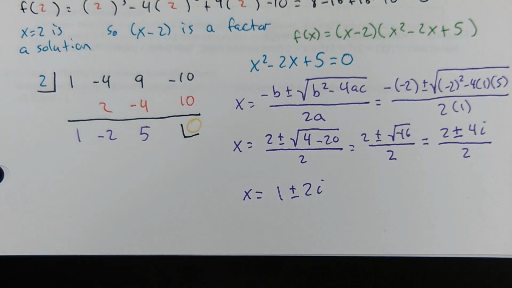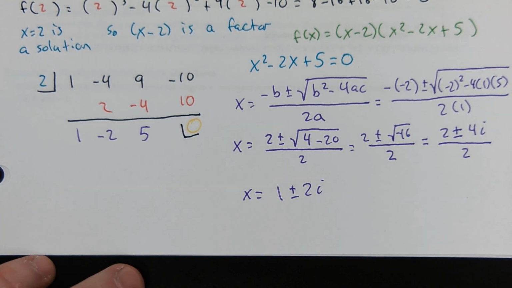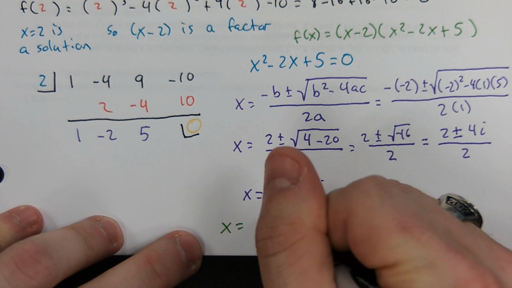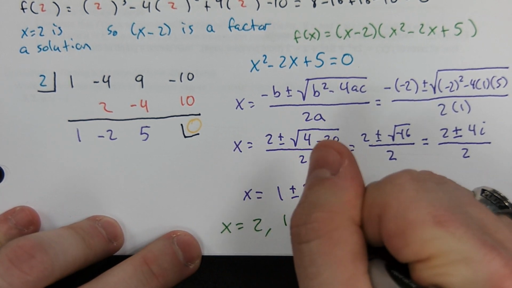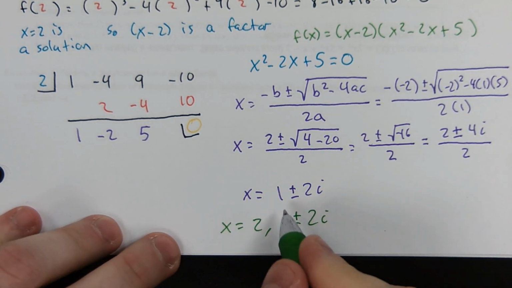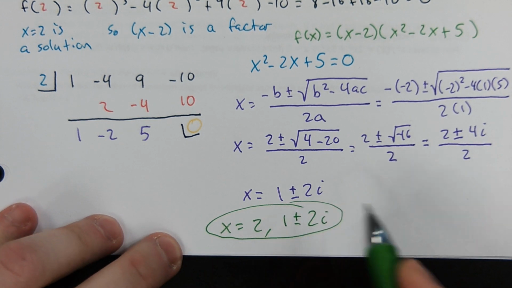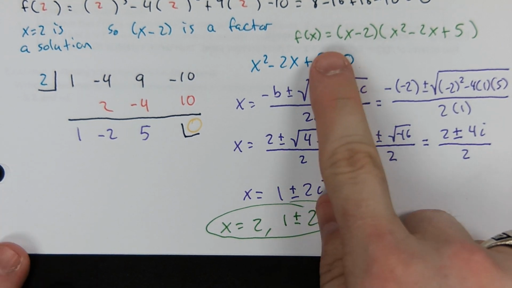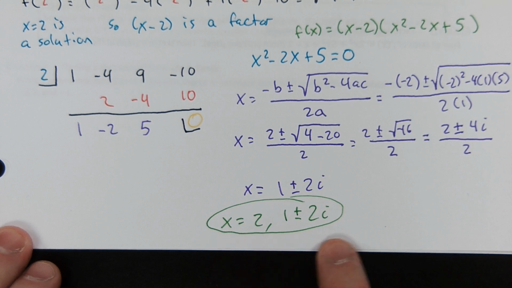Listing out all your solutions, since it does say what are all the zeros, we have x equals 2 and x equals 1 plus or minus 2i. That's all the zeros. That's factored. Those are the zeros.